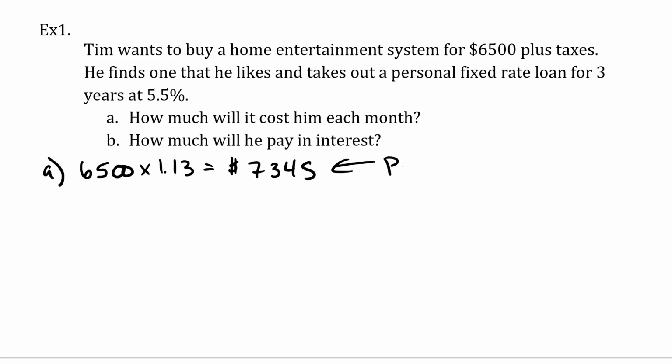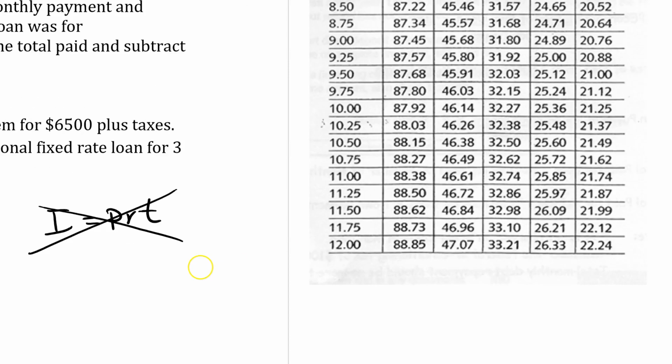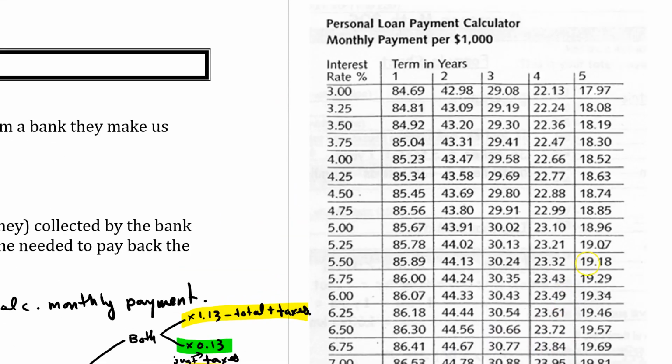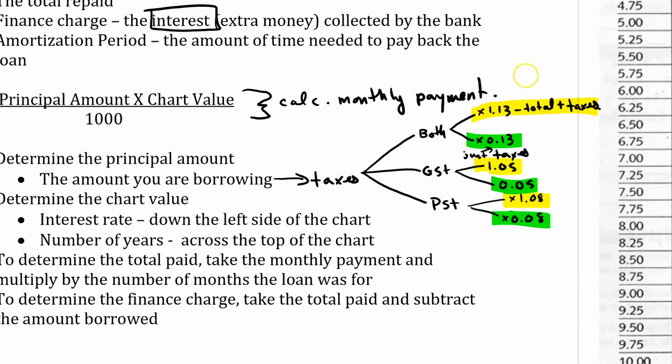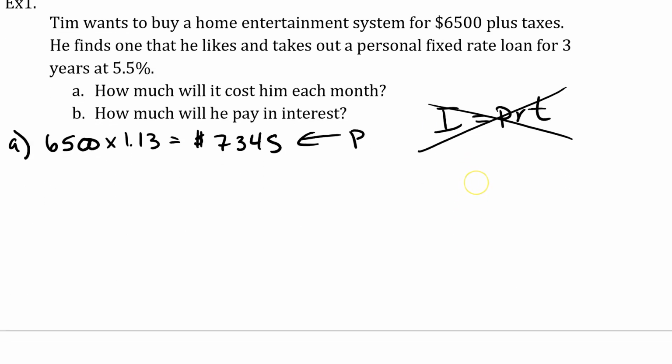Now, I just want to pause for a second here. Whenever we're talking about personal loans like this, I equals PRT, don't use this. I guarantee you that some of you will be led to using this because we have time and we have a percent rate and we have a principal. But because we have the chart, we've eliminated the need to use this formula. So you don't use this, chart only.